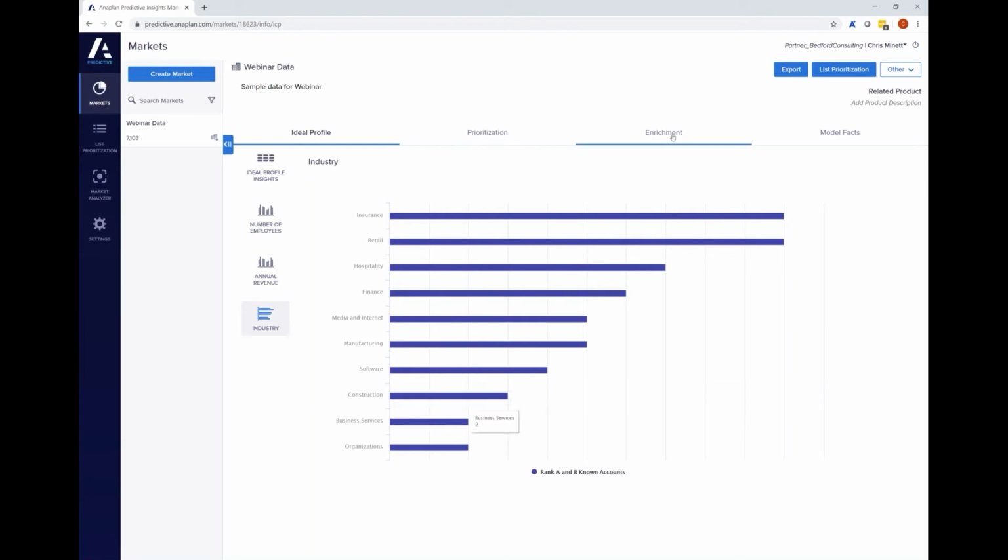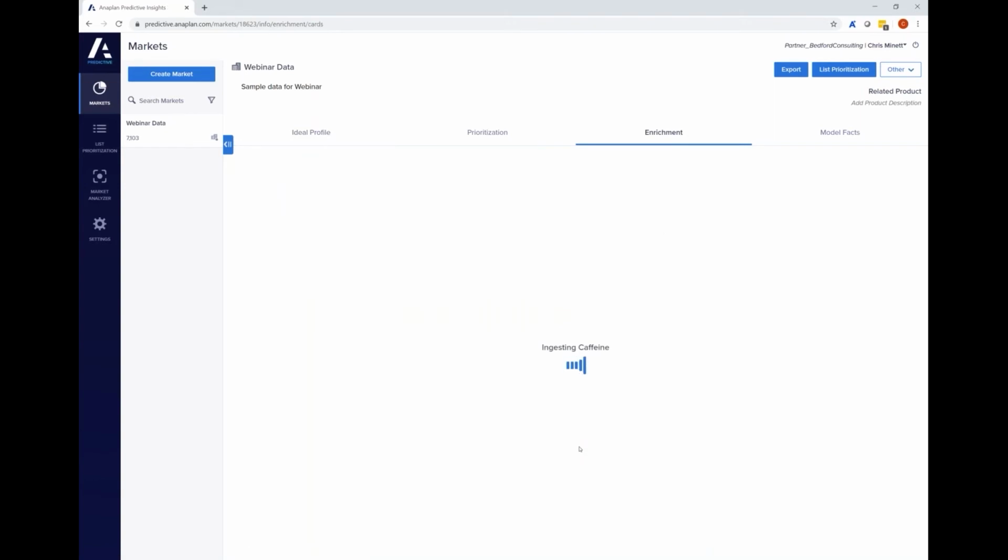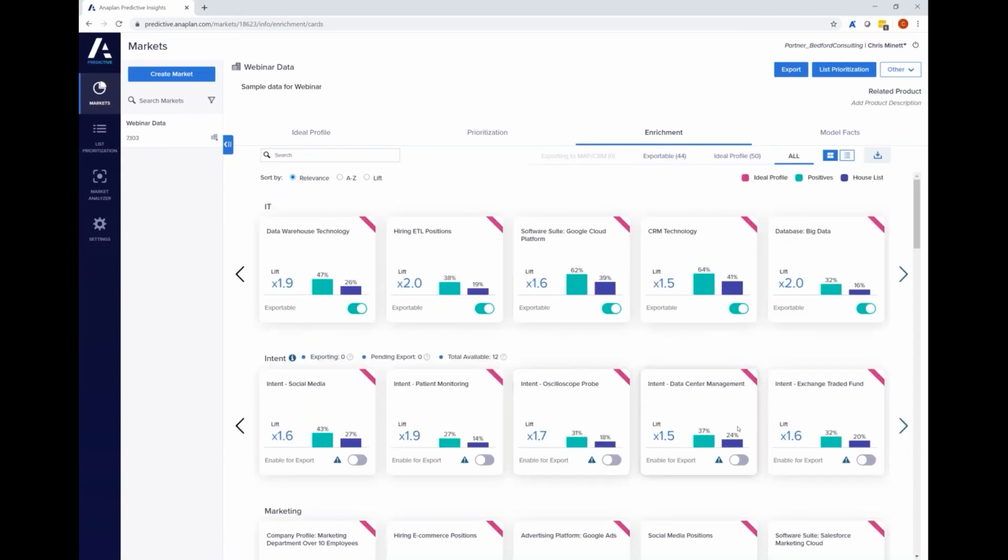What you also get is more detail around what particular attributes are having a lift on the score. So if you think back to the dashboard that Sam showed briefly, you had a score between 0 and 100. You can see the impact that each of these attributes is having. So if someone, for example, has data center management, they're more likely to buy our particular product than someone that doesn't.